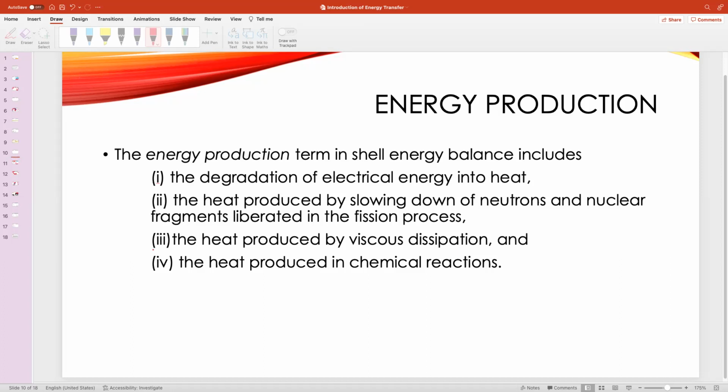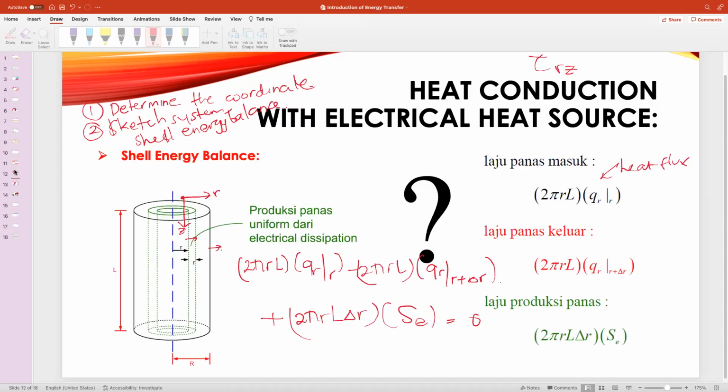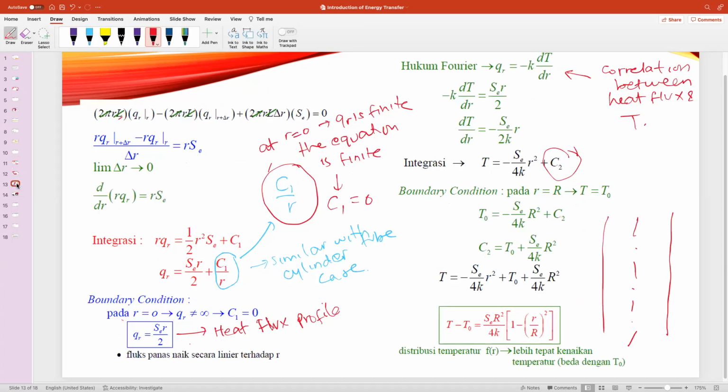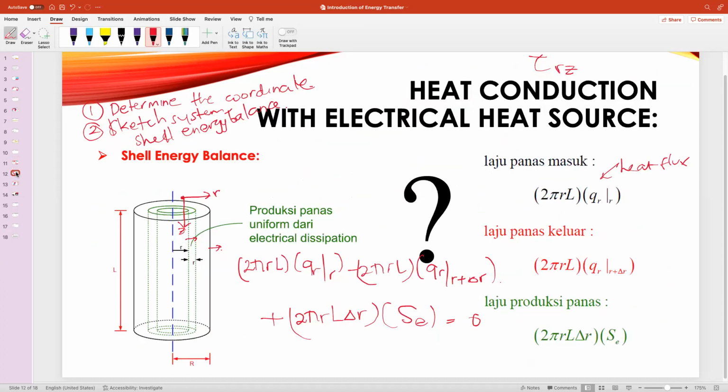So the conduction is only this one. The conduction, or the molecular work, would be the impact of this for this case. So the conduction would be the impact of the energy generation.